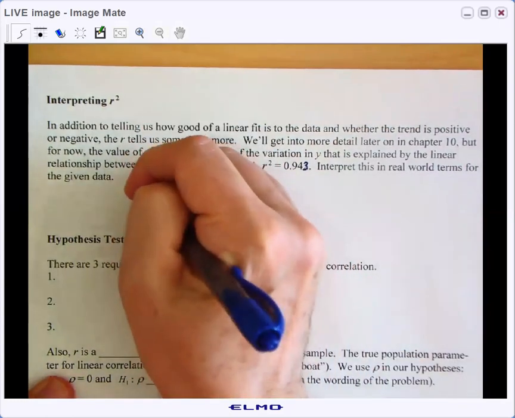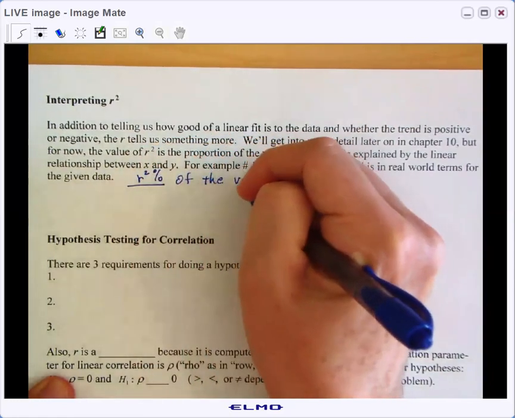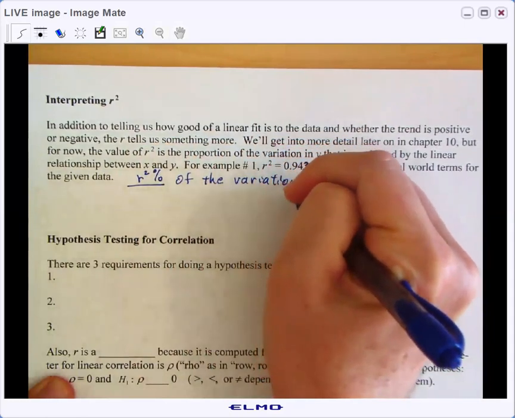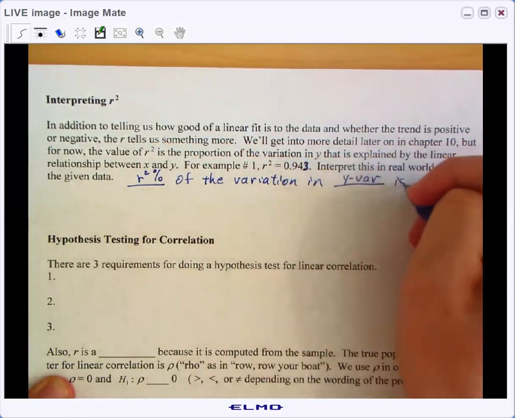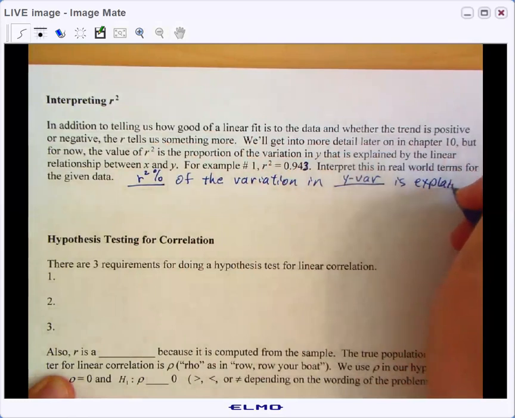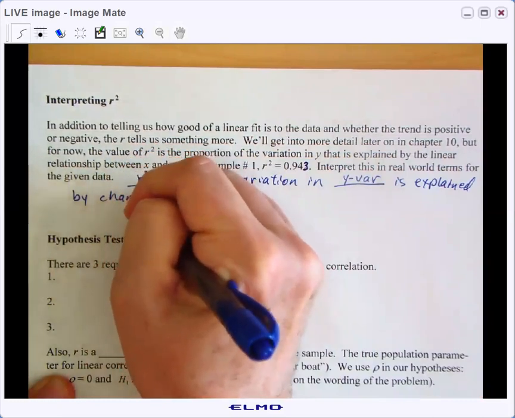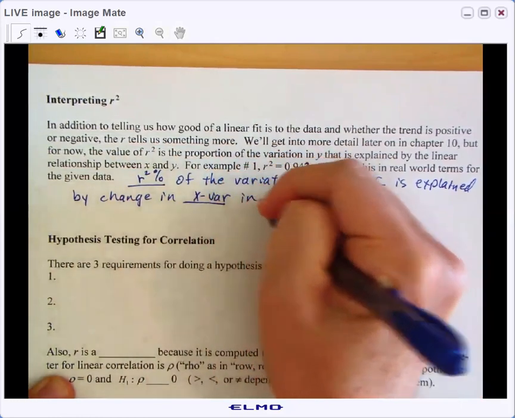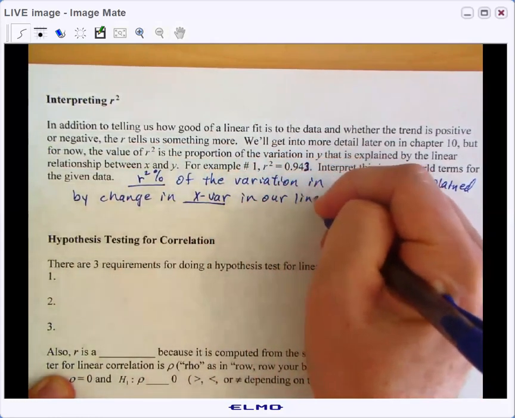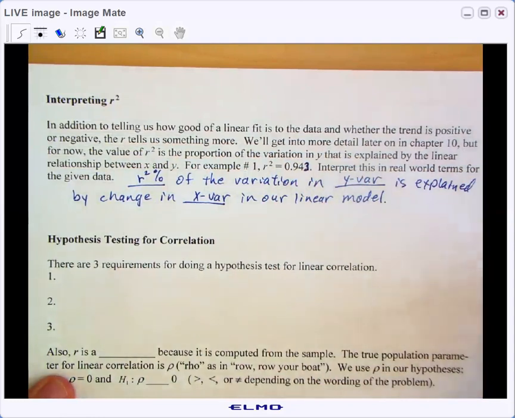So it's R squared as a percent of the variation or change in Y variable, whatever Y variable stands for, is explained by change in whatever X variable is in our linear model. Okay, so here's our kind of fill in the blank thing. So what would it be for this particular problem?